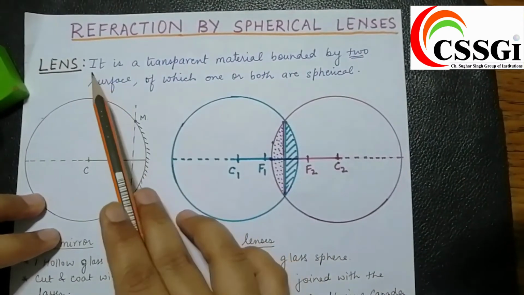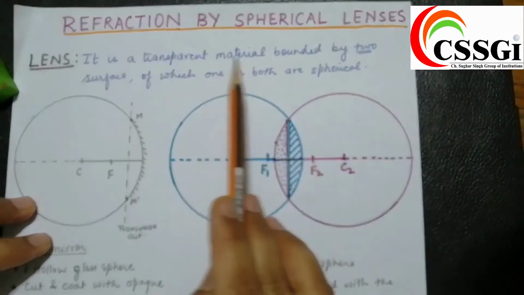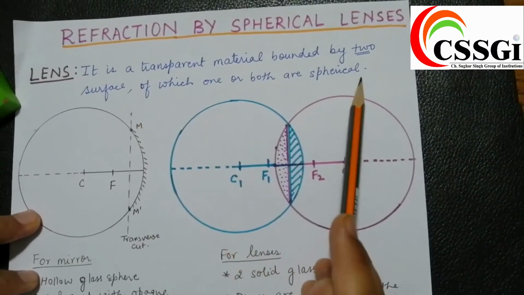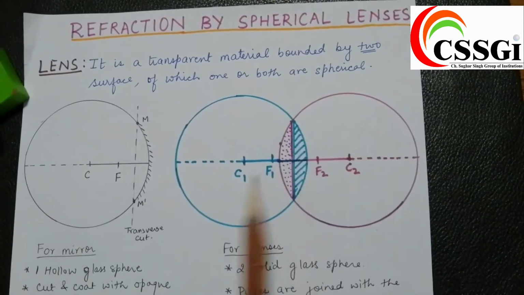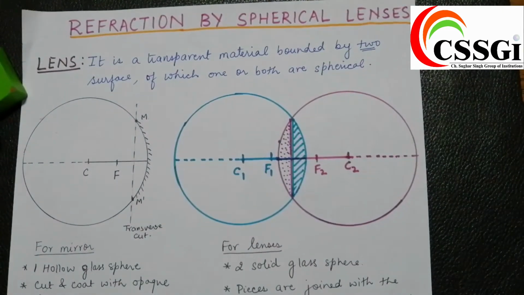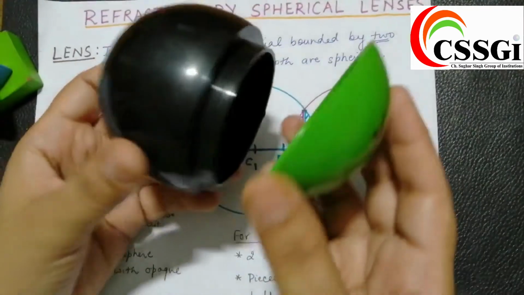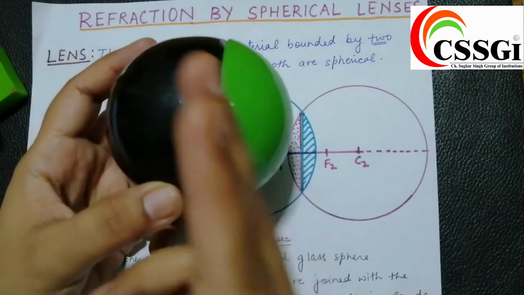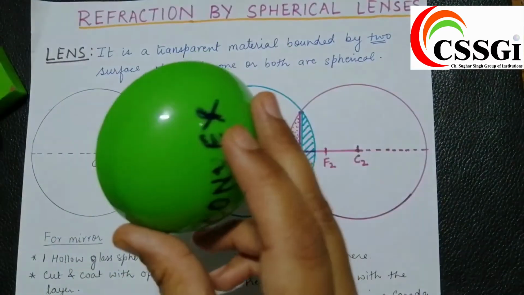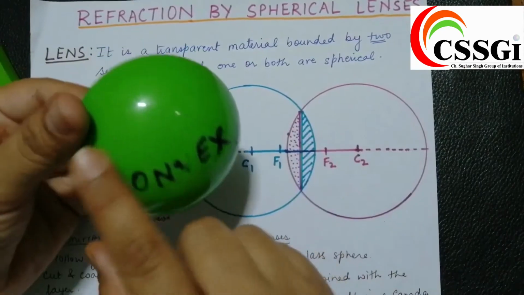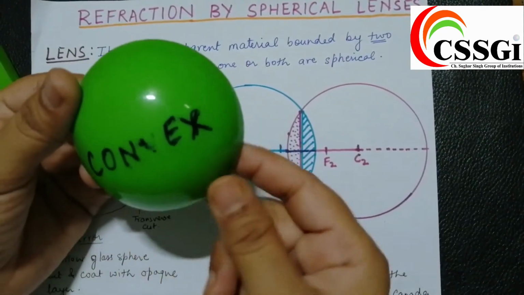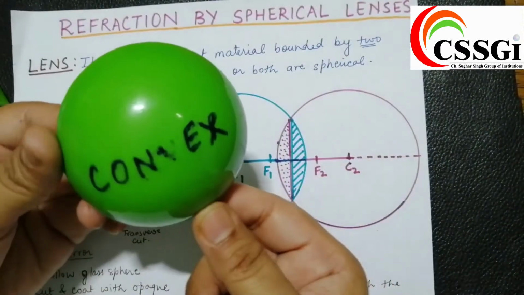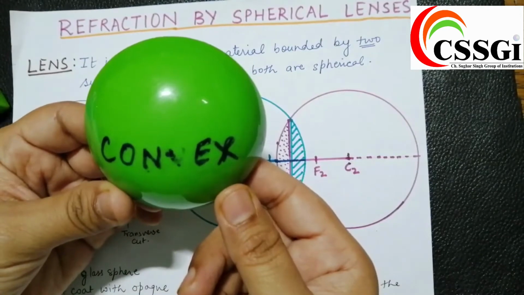But what are lenses? A lens is a transparent material bounded by two surfaces, out of which one or both are spherical. If you remember, students, during the formation of mirrors, I told you that a mirror consists of a transparent hollow glass sphere cut in a way such that you get this kind of structure. If you polish this side with an opaque material, then this side becomes a concave mirror, and if you polish this side, then this side comes out to be a convex mirror, isn't it?